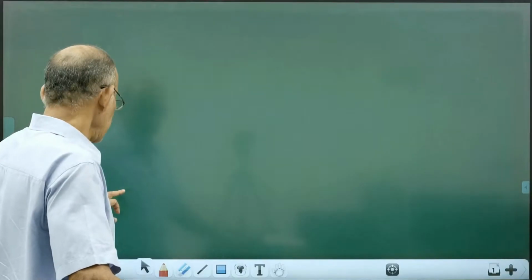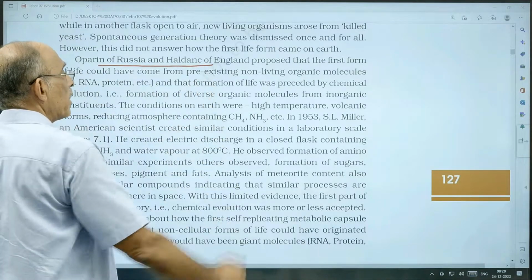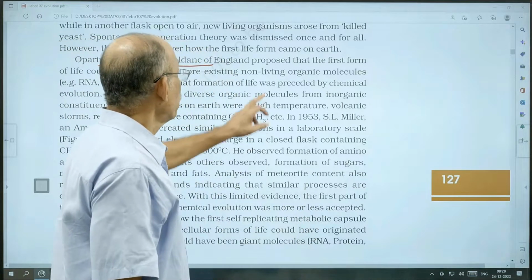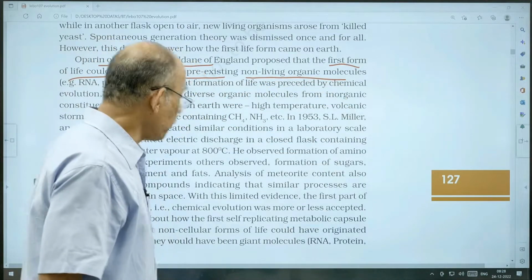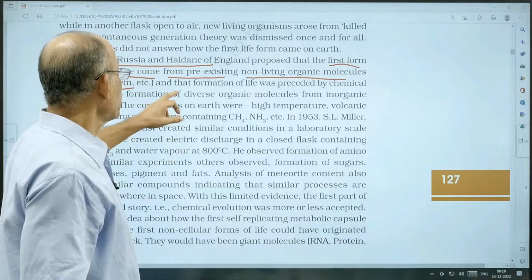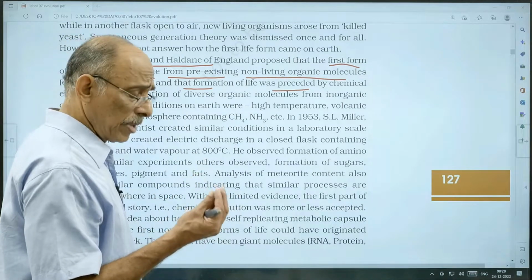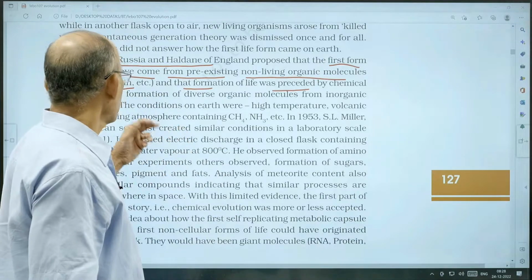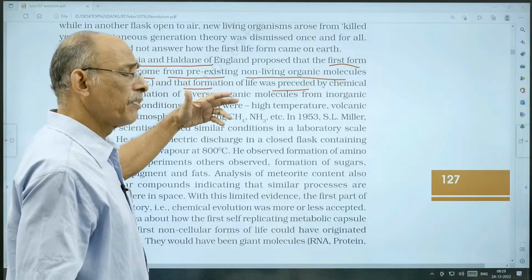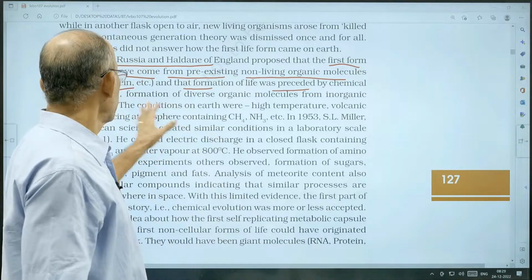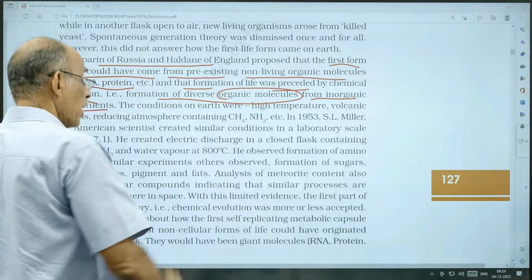Then the next theory is the theory of chemical evolution of Oparin and Haldane. They proposed that the first forms of life would have come from pre-existing non-living organic molecules. It may be RNA or protein. The formation of life was preceded by chemical evolution, that is, the formation of different organic molecules from inorganic molecules.